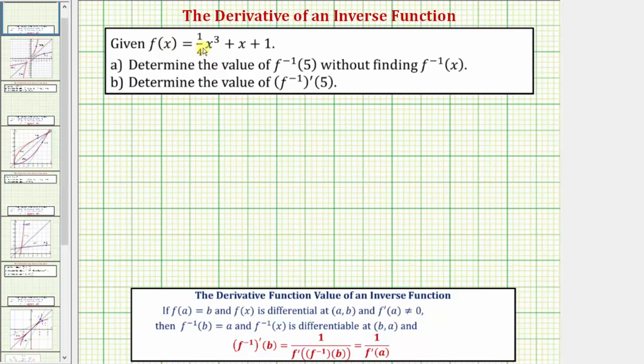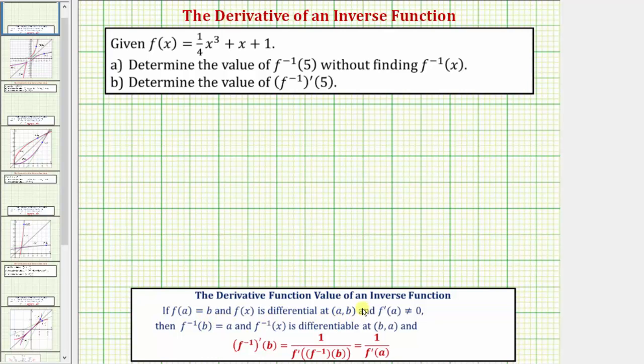Here we're given f of x equals 1/4 x cubed plus x plus 1. For part A, we're asked to determine the value of f inverse of 5 without finding f inverse of x. And then for part B, we're asked to determine the value of the derivative of f inverse at x equals 5.